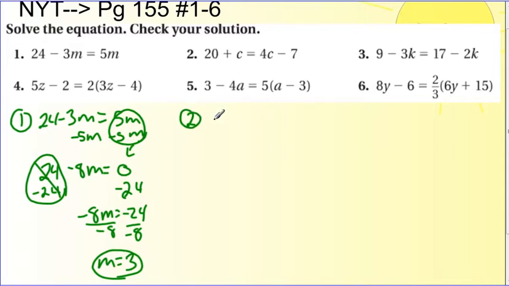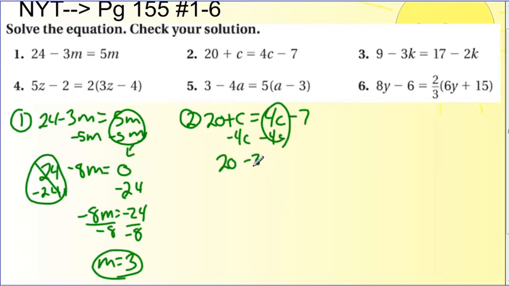Number 2. 20 plus c equals 4c minus 7. There are no parentheses. I cannot combine anything here. I cannot combine anything here. So there's no combining like terms. Step 3, get rid of the variable on the right. That would be him. Minus 4c, minus 4c. We get 20 minus 3c equals negative 7.